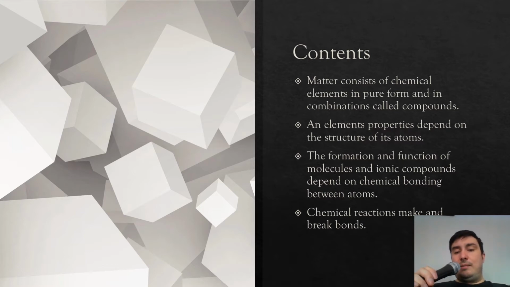An element's properties depend on the structure of its atoms. The formation and function of molecules and ionic compounds depend on chemical bonding between atoms. So it's these chemical reactions that make or break bonds.